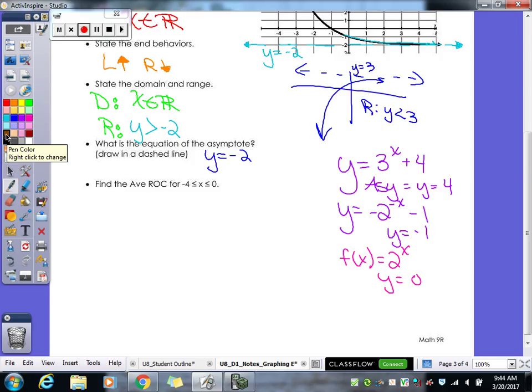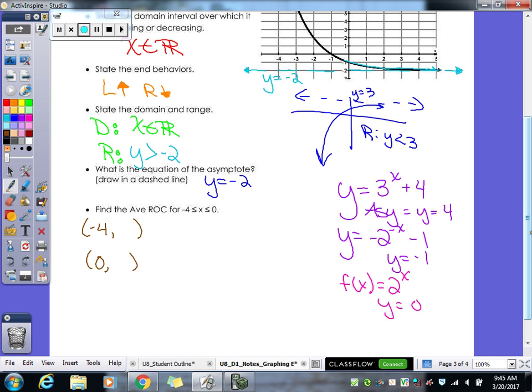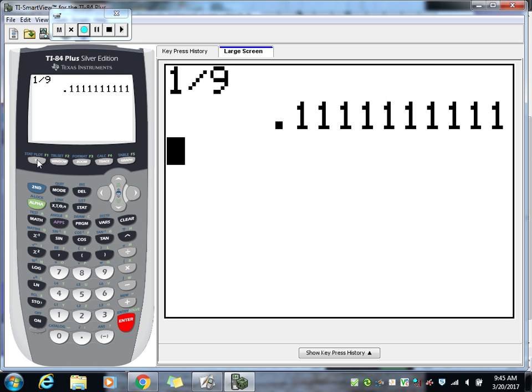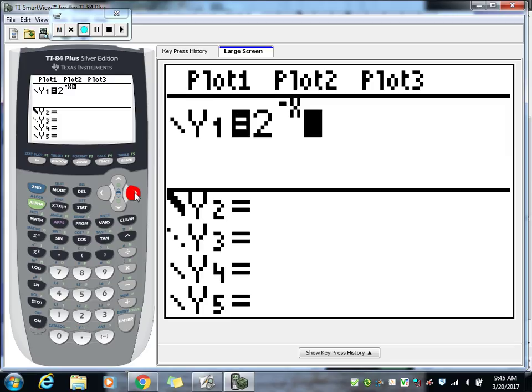All right, average rate of change from -4 to 0. So again, those are our x values. Now this one, it's kind of tough to read it off of the graph. So since they gave us the equation, let's have you type that equation into your y equals, and then we can look at our table. So we're typing in 2 to the -x minus 2. You just push the negative sign before you push your x.